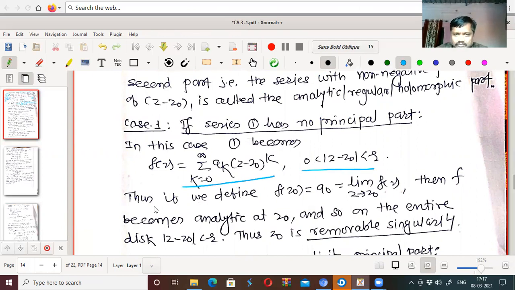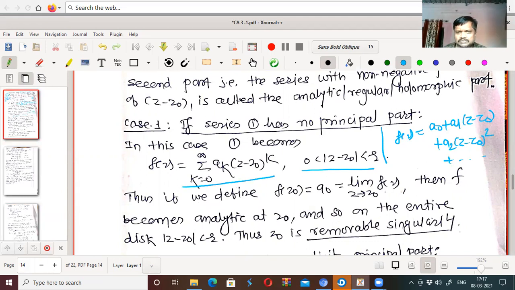Thus, if we define f of z0 equal to a0, equal to the limit as z tends to z0 of f of z. Now, from this, can we obtain the limit as z tends to z0 of f of z? Now this f of z is like this: a0 plus a1 times z minus z0 plus a2 times z minus z0 square and so on.